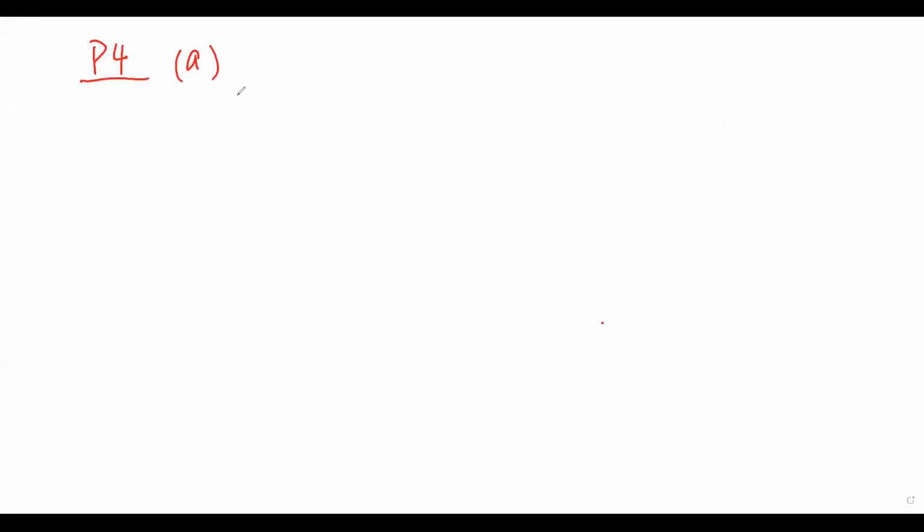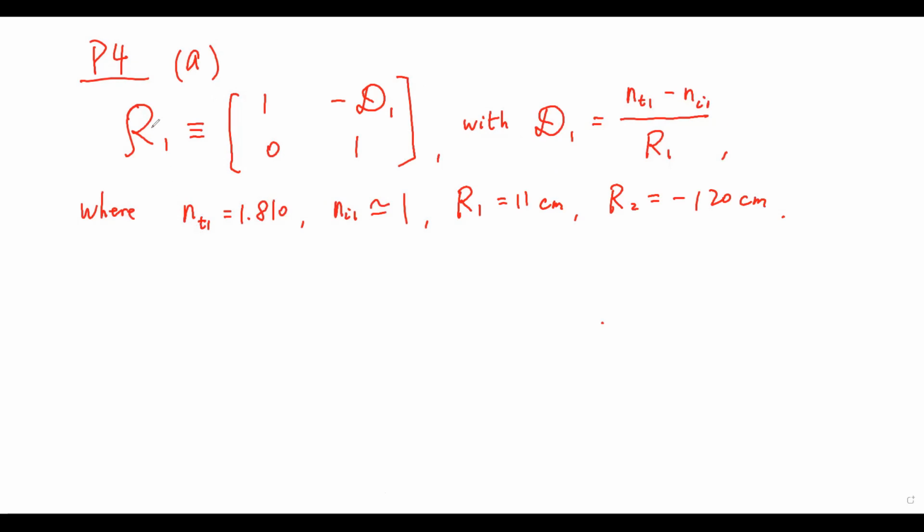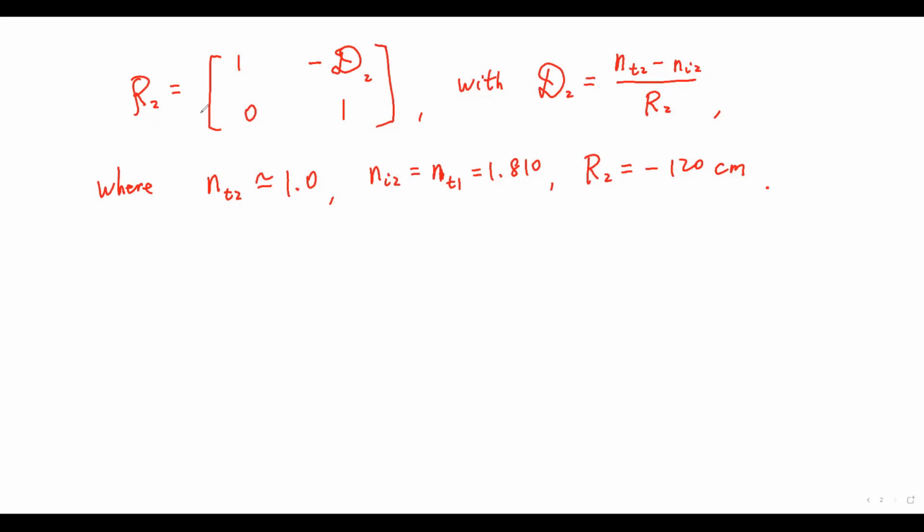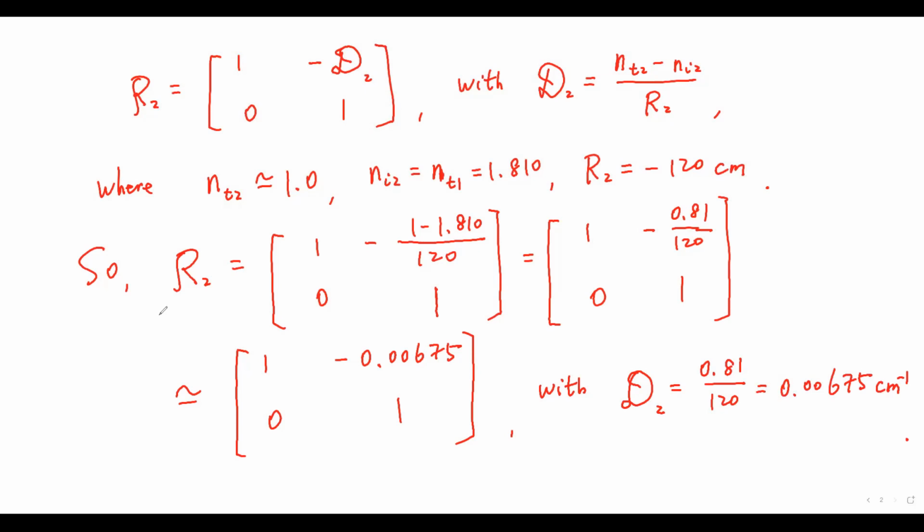Problem 4. Part A. The matrix R1 is given by this one. We know these values. So, we find that R1 is given by this one. The matrix R2 is given by this one, and we know all these values. So, we find that the matrix R2 is given by this matrix.